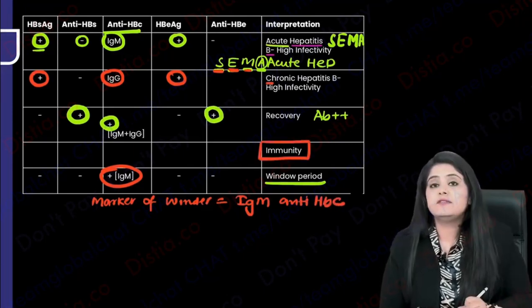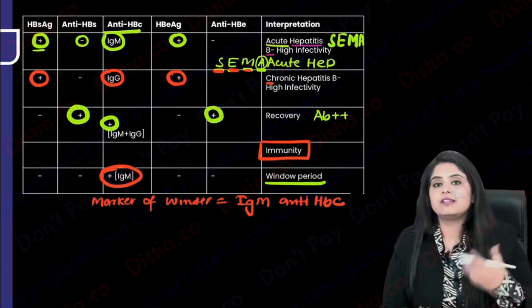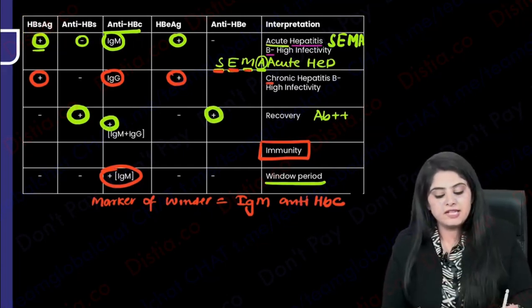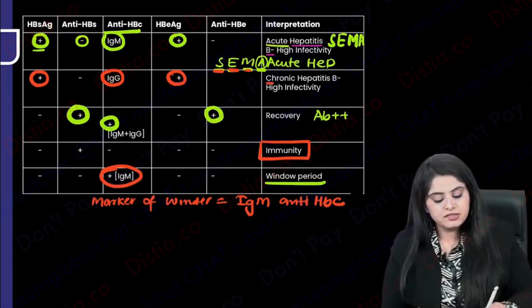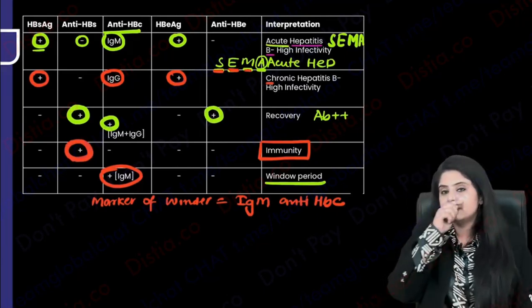If someone has been given a vaccine, because the vaccine is to do with surface antigen, the vaccine preparation is surface antigen, so the antibodies formed are always anti-HBs. So if a person has been vaccinated, it is only anti-HBs that the person is going to show.